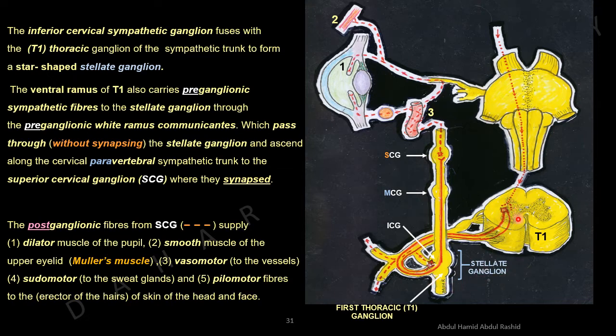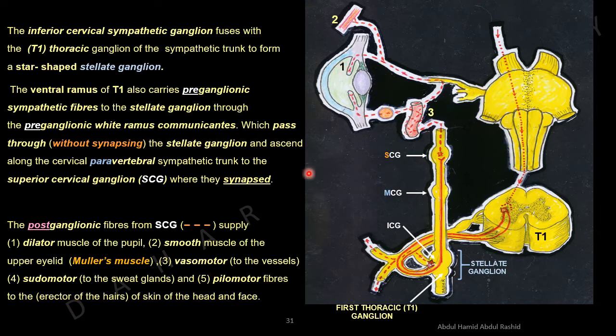The fibers coming from here are the preganglionic sympathetic fibers. After coming through here, they enter the stellate ganglion but don't synapse here. The fibers ascend up to the superior cervical sympathetic ganglion, and only here do they synapse and give the postganglionic unmyelinated fibers, which are a continuation from T1. This postganglionic fibers coming from T1 supply many structures, 5 structures.